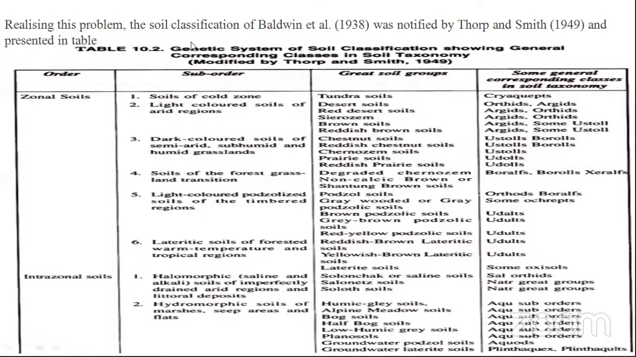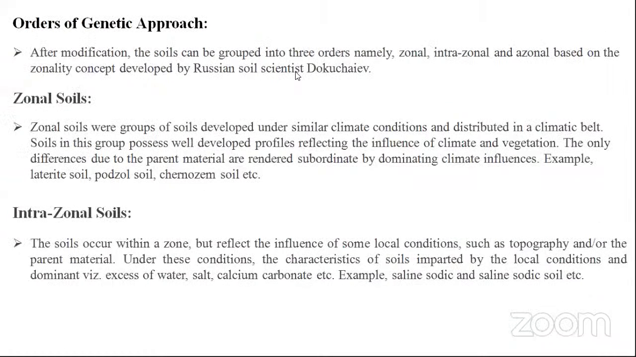Thorp and Smith also gave some sort of table forms in those days to address these problems. Great soil groups means their classification will be like this: tundra soil, desert soil, red soil. In the great soil group, they keep all these things, and some general corresponding classes. So this is regarding the morphogenic classification, the Baldwin and associates classification of 1938. Quite a few changes were made in the Marbut classification, and later on the genetic approach came. This is actually the major theme of Dokuchaev.